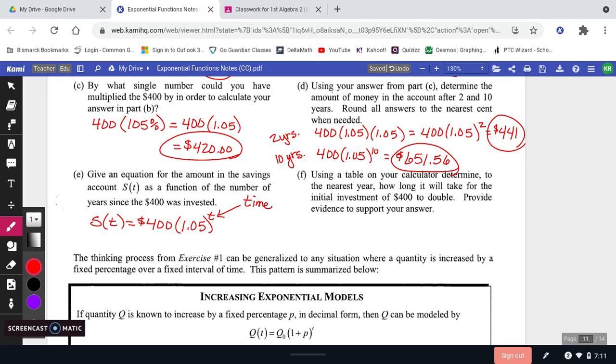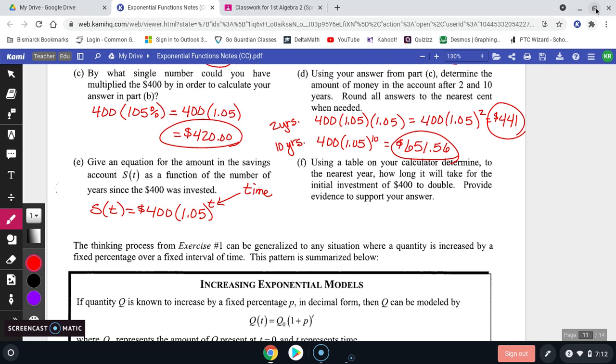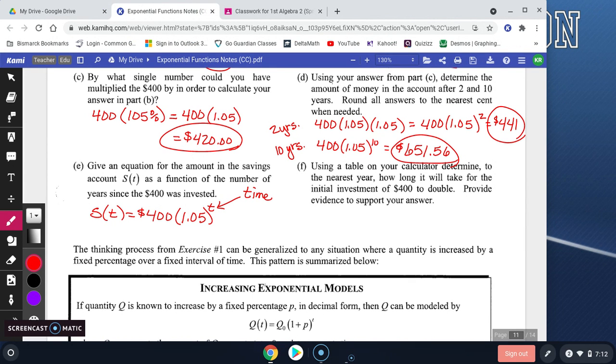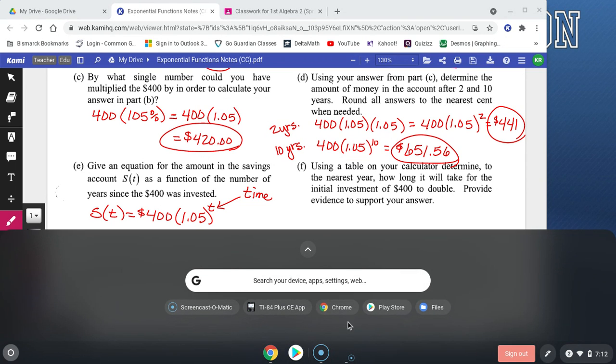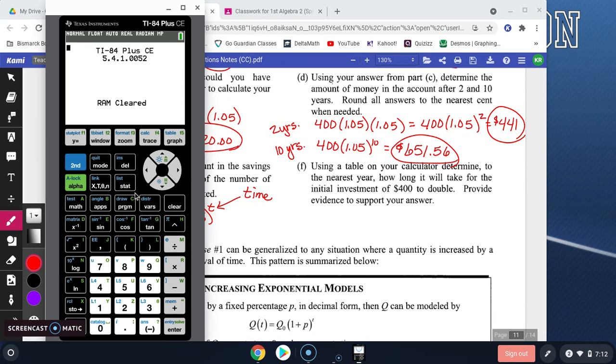Then, using the table on your calculator, determine to the nearest year how long it will take for the initial investment of $400 to double. If we want it to double, we are looking for $800. So if you pull up your calculator, go to your y equals and type in your equation. So 400 times 1.05, and then we're going to use x as our variable instead of t.